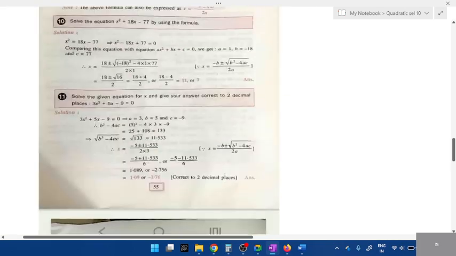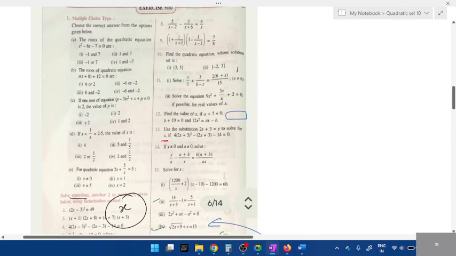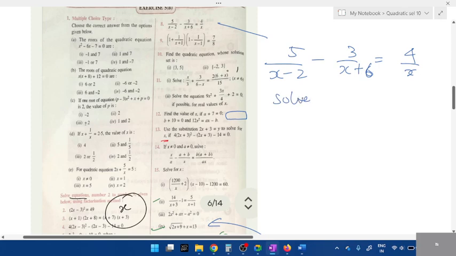One more thing. In board exam, how will they give it to us? See, they'll give you a tough question like this: 5 divided by x minus 2, minus 3 is equal to 4 by x. Not exactly like this, but a big equation. Then they'll tell you: solve, find x and correct it to 2 decimal places.